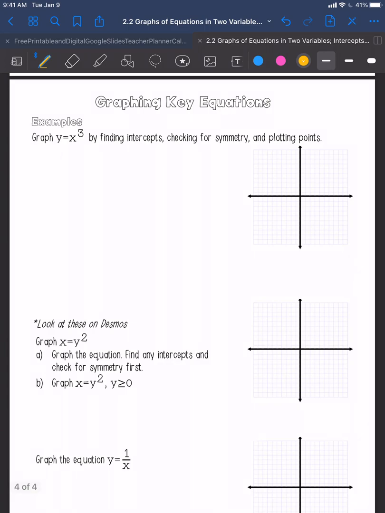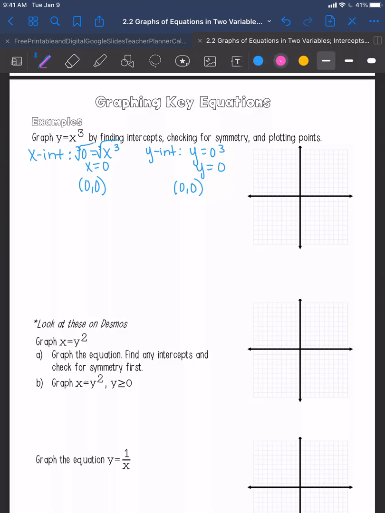All right. Graphing key equations here. So we're going to be using that symmetry along with intercepts and plotting points to graph our equations here. So we have y equals x cubed. We're going to start with the x and y intercepts. We can find the x-intercept by plugging in 0 for y. So 0 equals x cubed. If you take the cube root of both sides, you get x equals 0. So the x-intercept is at 0, 0. For the y-intercept, we're going to plug in 0 for x, so y equals 0 cubed, which is 0. So the y-intercept is also 0, 0.